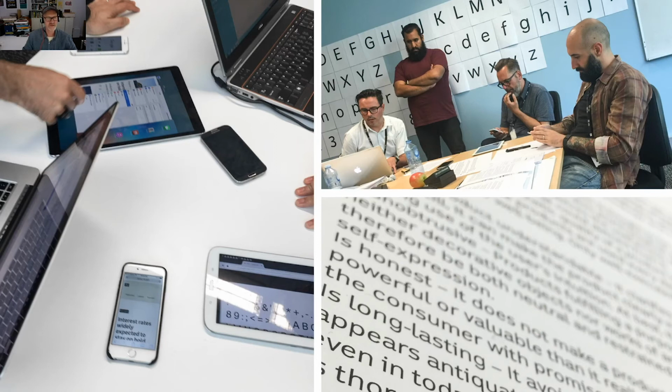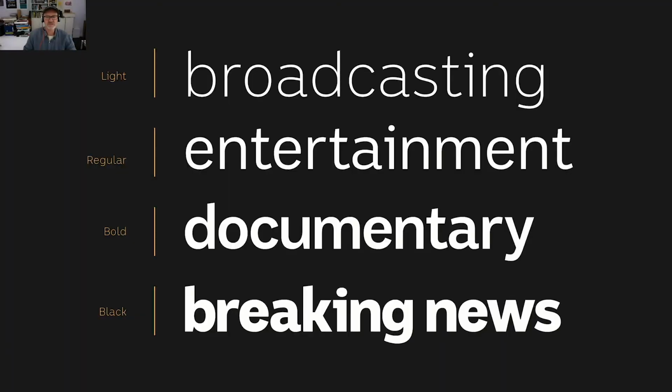And you can see on the left there, we had a table that was overflowing with devices, as many different kinds and operating systems and sizes as we could to be able to test this all out. And all of this was just to reach a conclusion on the basic regular weight of the typeface, which is the second one from the top there. So when that was ultimately approved, all of those design decisions encapsulated in that regular weight were then translated to other weights, the light, the bold, and the black.